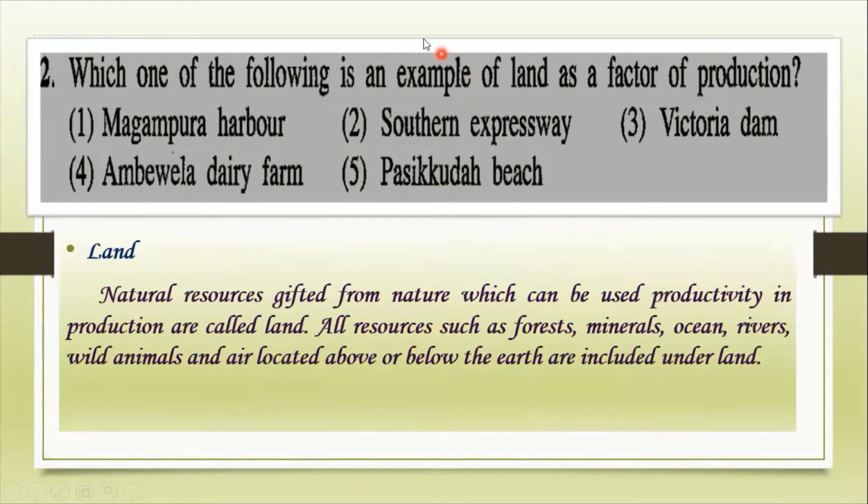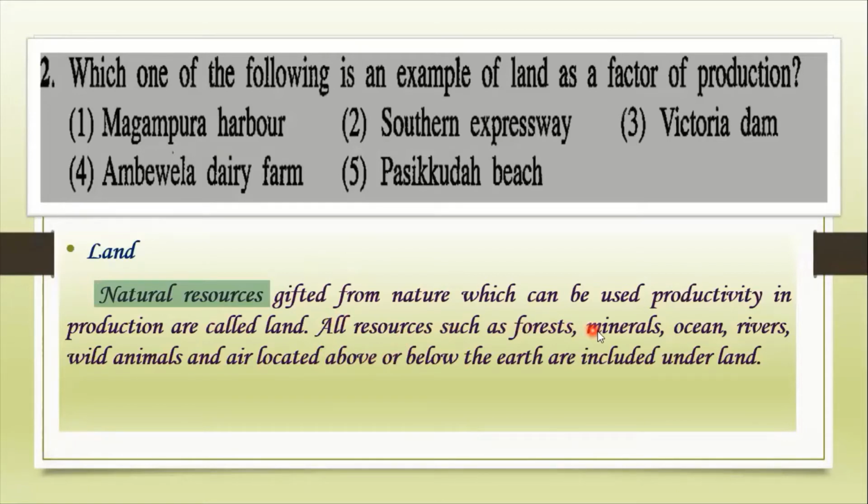Question number 2. Which one of the following is an example of land as a factor of production? Example of land. We will understand the meaning of land first. Land: natural resources gifted from nature which can be used productively in production are called land. Yeah, natural resources, not man-made, right? If it is man-made, it will become capital, right?